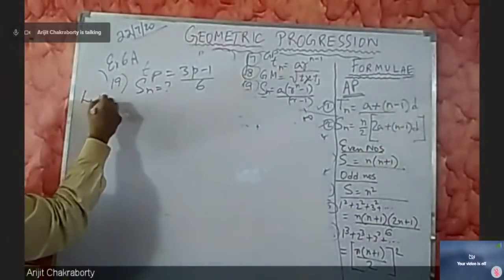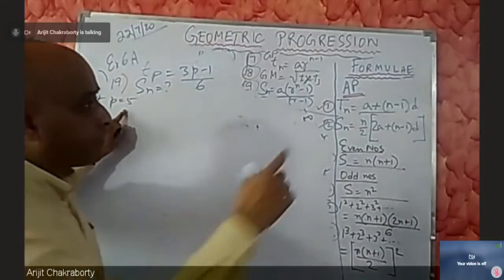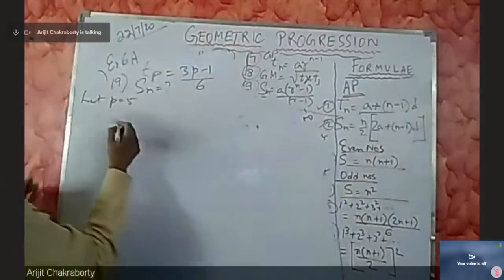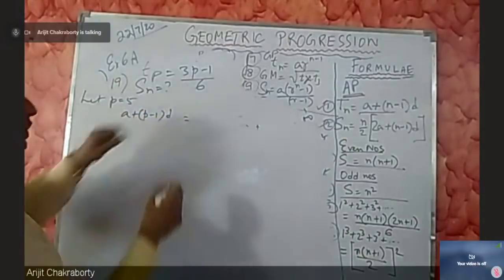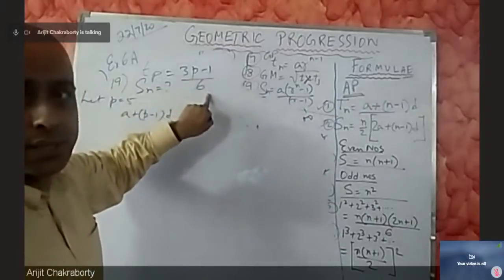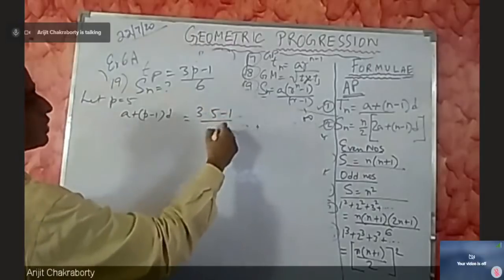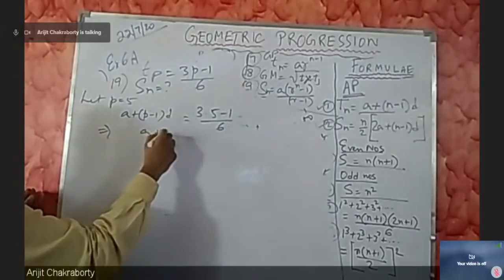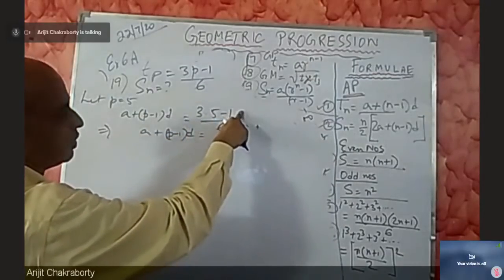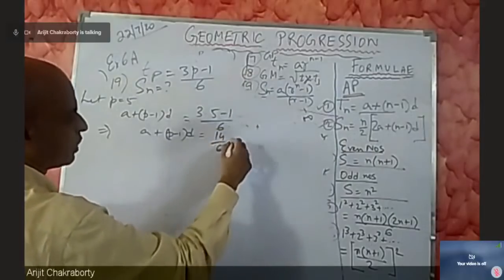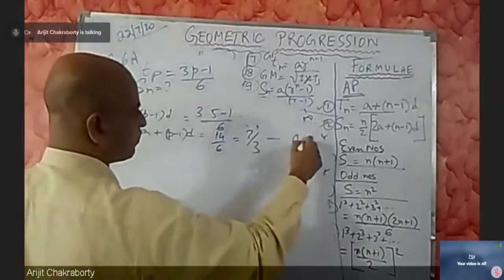So first point, let p equal to 5. I want to find out the pth term. The pth term by definition is a plus p minus 1 into d. Right? So I write a plus p minus 1 into d. But from the given problem, 3p minus 1 by 6, I put p equal to 5. So I get 3 into 5 minus 1 by 6. That means a plus p minus 1 into d is equal to 15 minus 1 is 14, 14 by 6. That is 7 by 3. So I get the first equation.